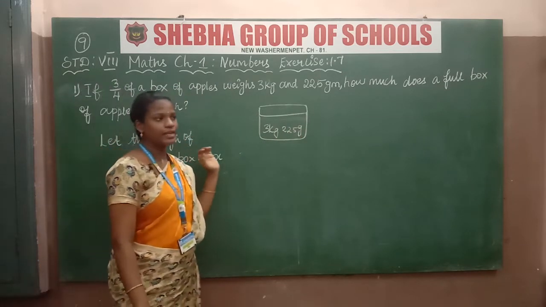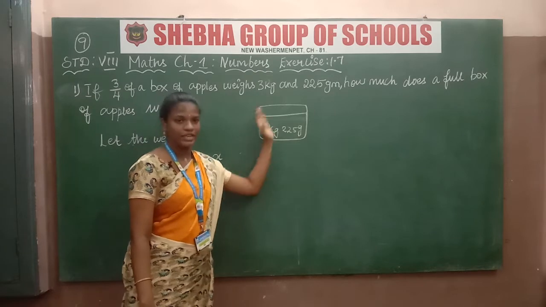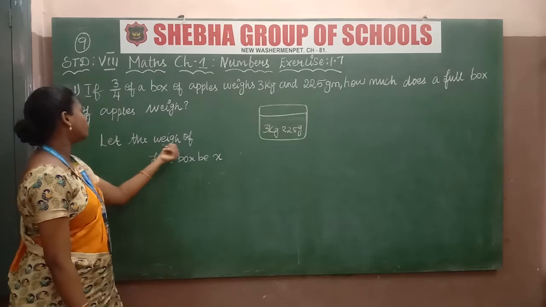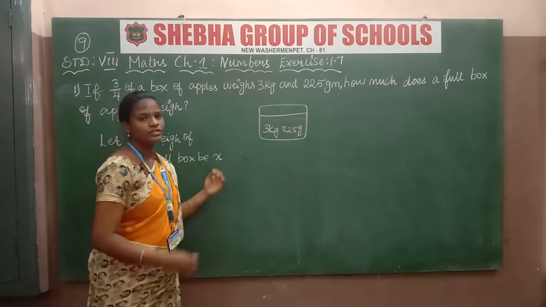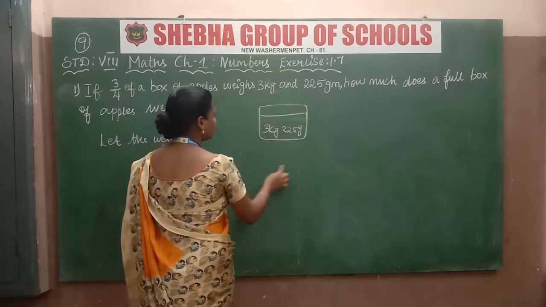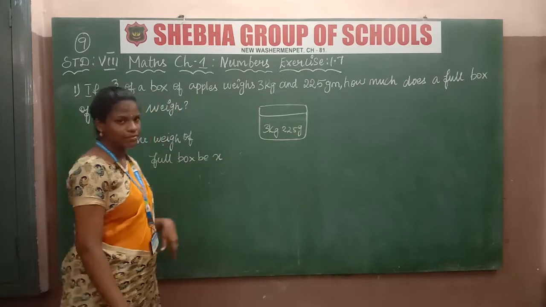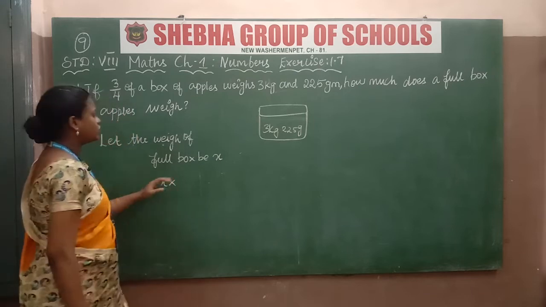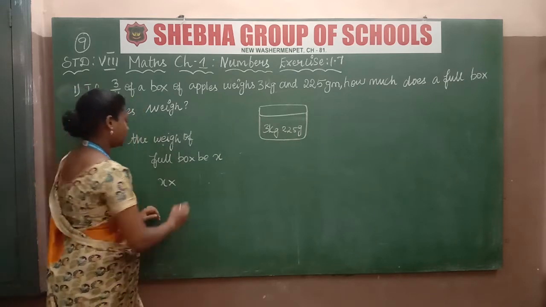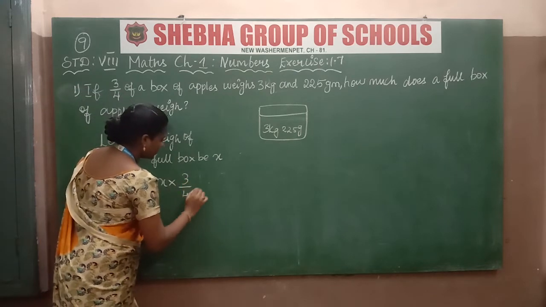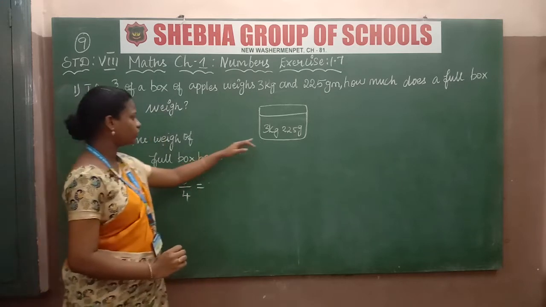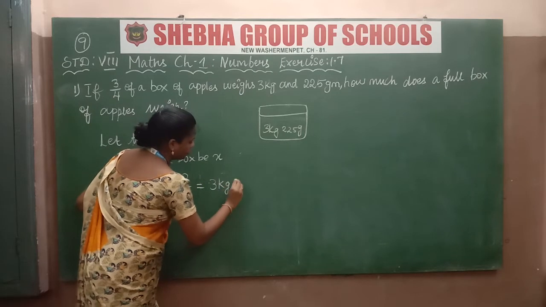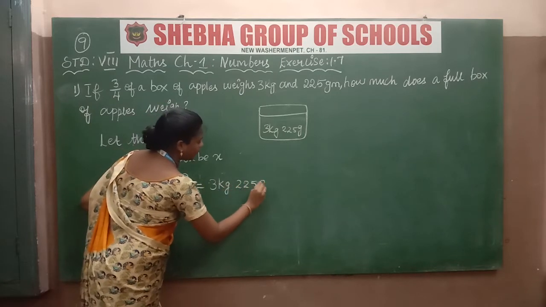Let's find the weight of the full box. Okay, let the weight of a full box be x. So we can consider the full weight as x. First, x into 3 by 4th is equal to 3 kg 225 gram.